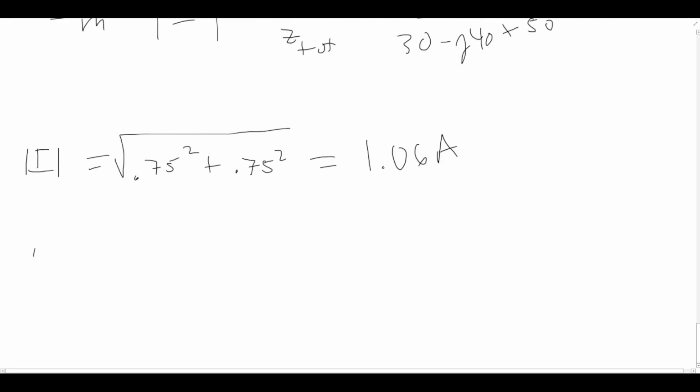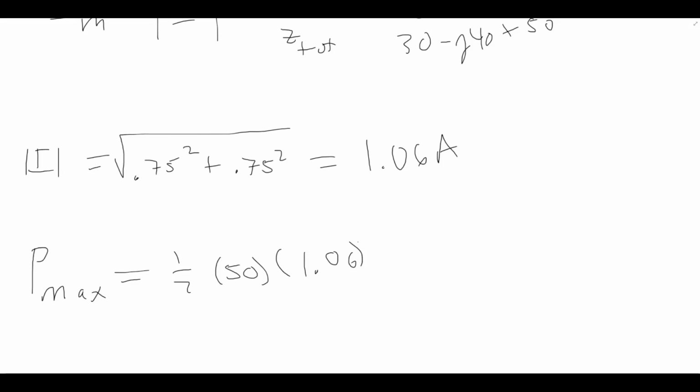And so we can now find that P max is equal to 1/2 times our load resistance of 50, times our I max, which is equivalent to the magnitude of I, 1.06 squared, and that gives us the maximum average power absorbed over the resistor: 28.09 watts.